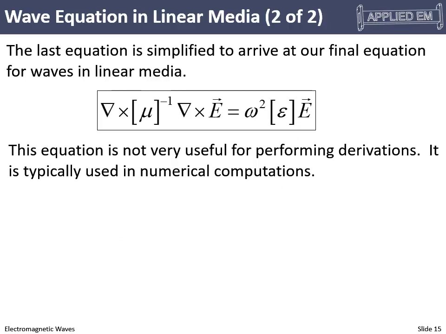So that really is the final form of our wave equation for the electric field. And here we have an anisotropic permittivity and anisotropic permeability. And they can be inhomogeneous. They can be functions of position. So this really is the most general form of the wave equation.